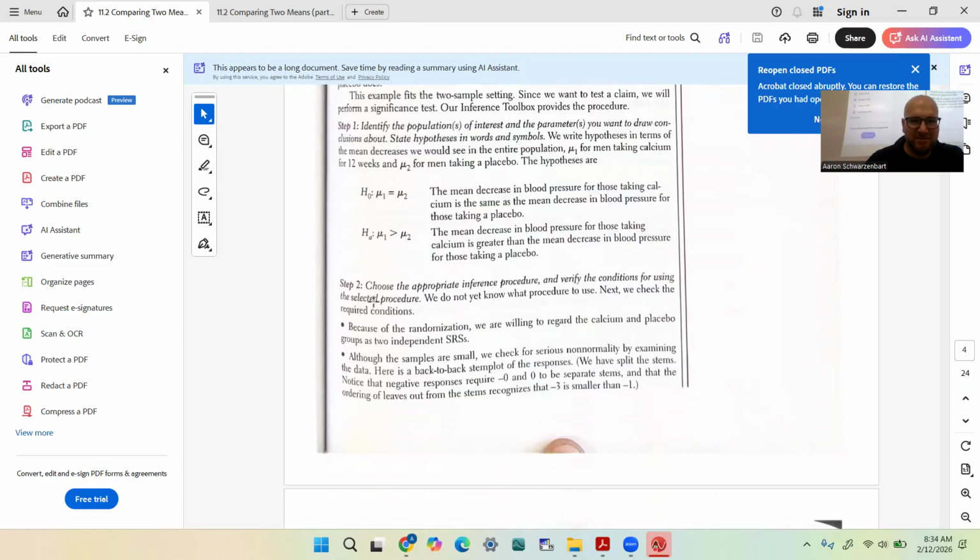Okay. So we need to verify our conditions. Because of the randomization, we are willing to regard the calcium and placebo groups as two independent SRSs. Okay. And is any experiment truly random? No, you probably don't randomly select your subjects. But because you randomize who goes into which group, or with matched pairs, who gets which one first, we're generally willing to consider that an SRS.